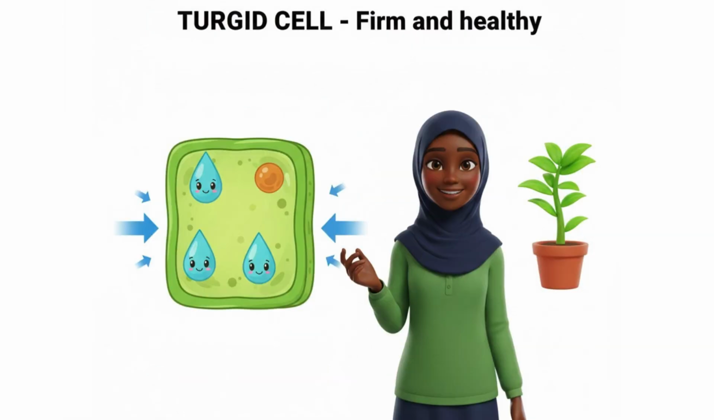Turgidity happens in plant cells when they gain enough water. Water enters the cell, causing it to swell, but the cell does not burst because the cell wall provides support. This makes the cell firm and helps the plant stand upright. In everyday life, turgidity explains why watered plants look healthy and why fresh vegetables appear crisp.